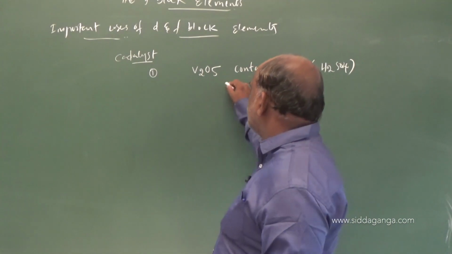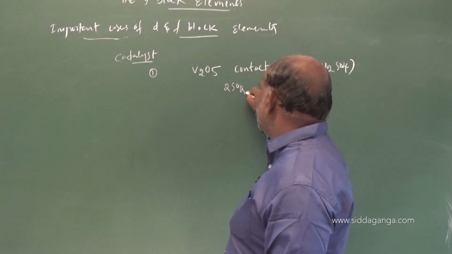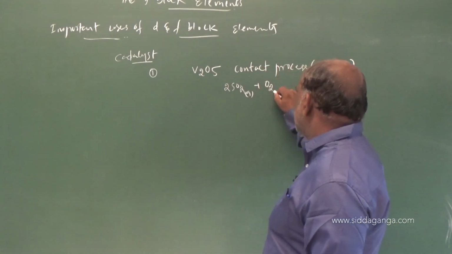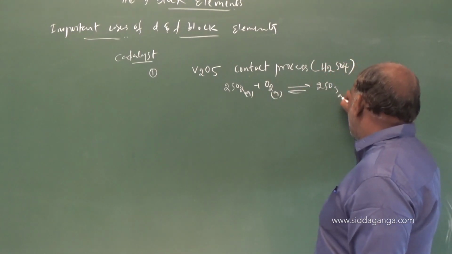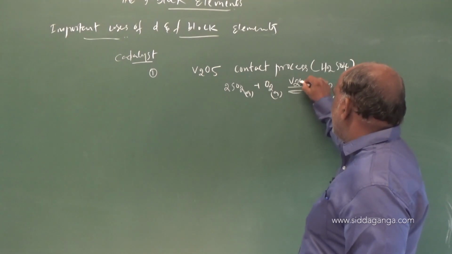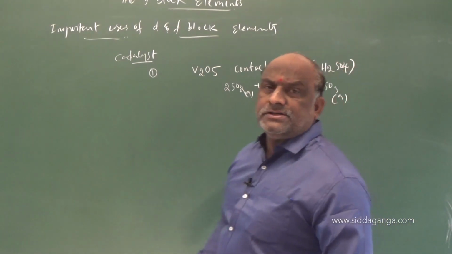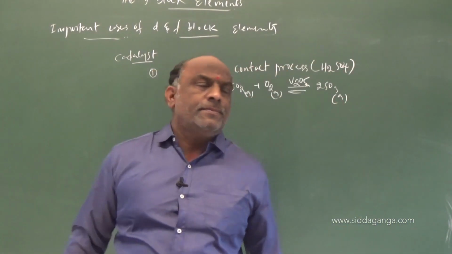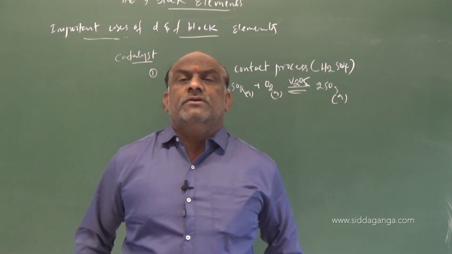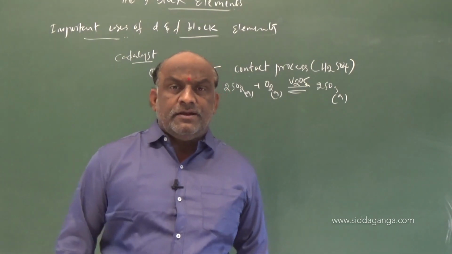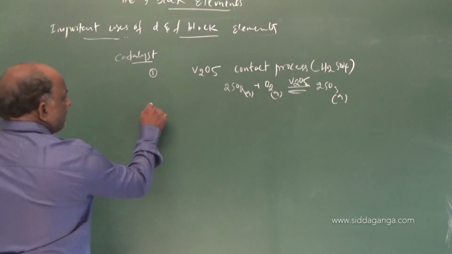Manufacturing of sulfuric acid, the equation is 2SO2 gas plus O2 gas equilibrium 2SO3 gas. What will be the catalyst in this example? Vanadium pentoxide. Vanadium pentoxide is used as a catalyst in the contact process. The contact process is used for the preparation of sulfuric acid. Clear?